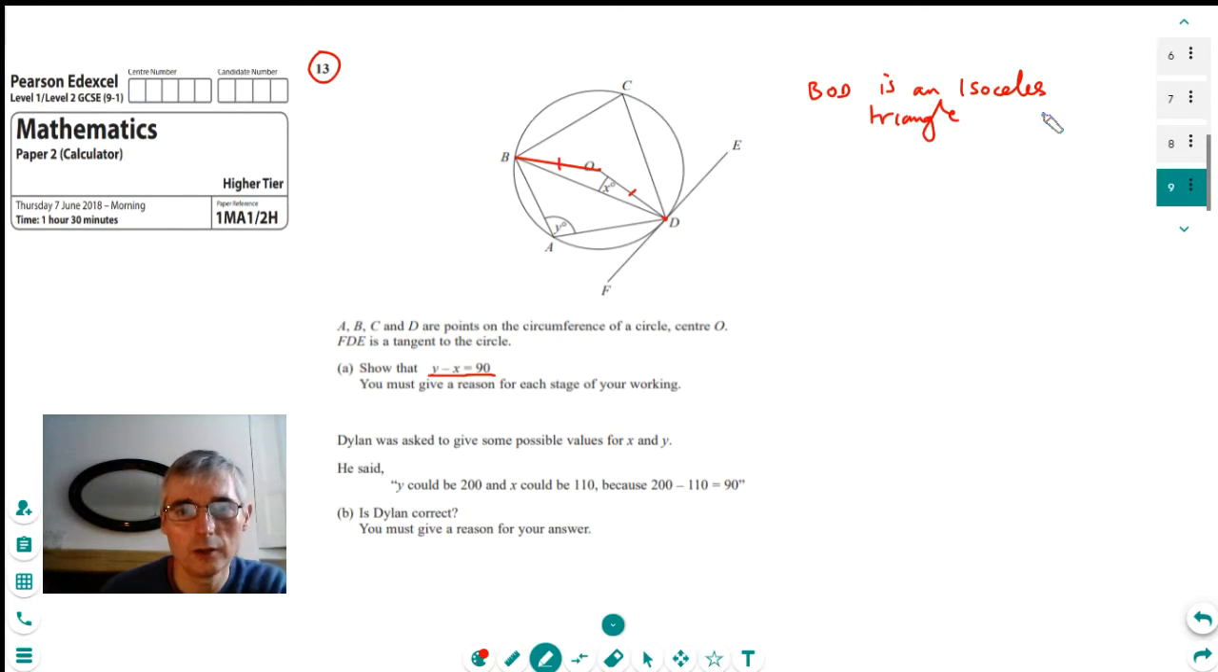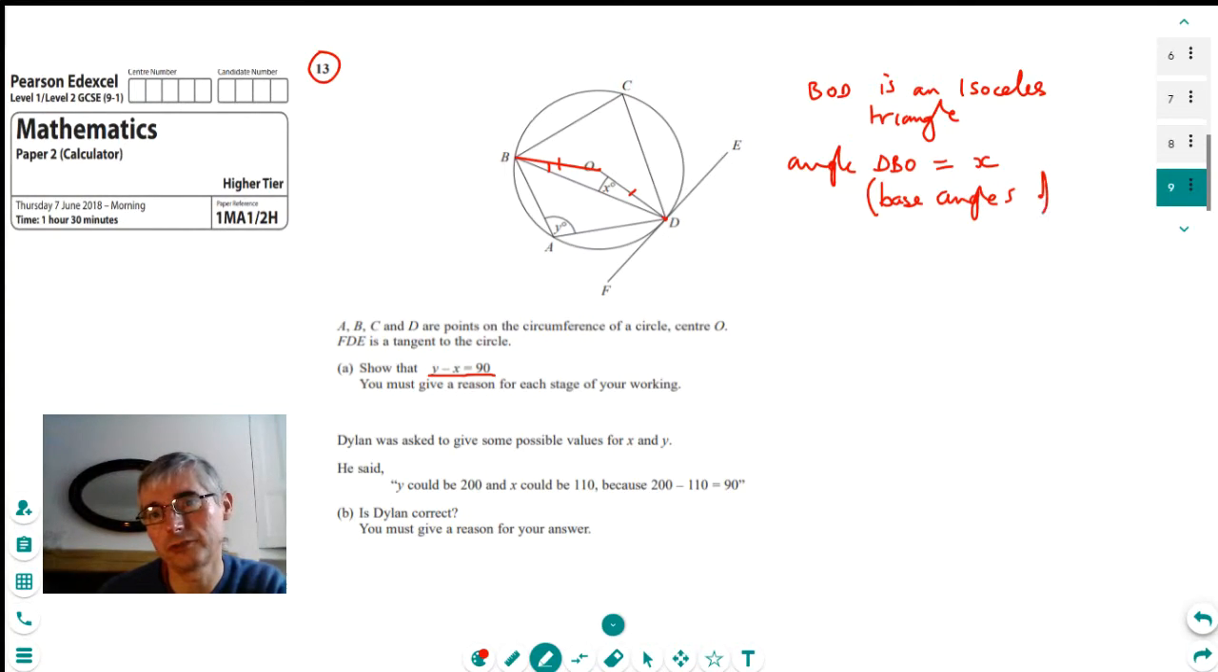And because of that, we can say, using the three-letter angle system, the angle here, which I would call DBO, so angle DBO is also going to be equal to x, because the base angles of an isosceles triangle are equal. So we can put that in brackets: base angles of an isosceles triangle are equal.